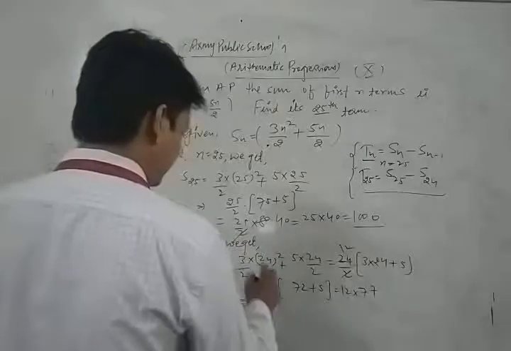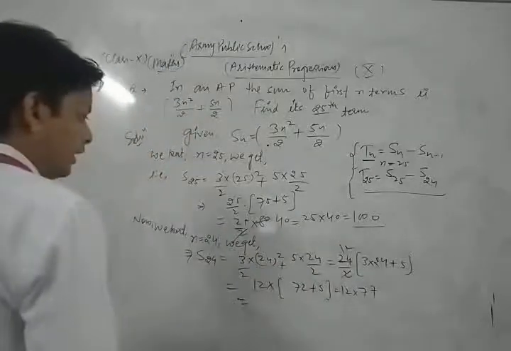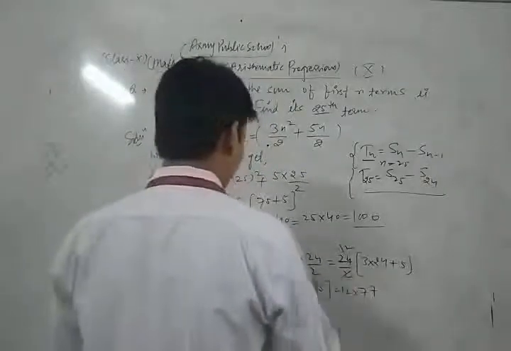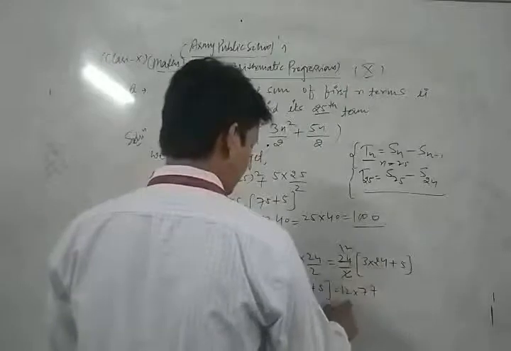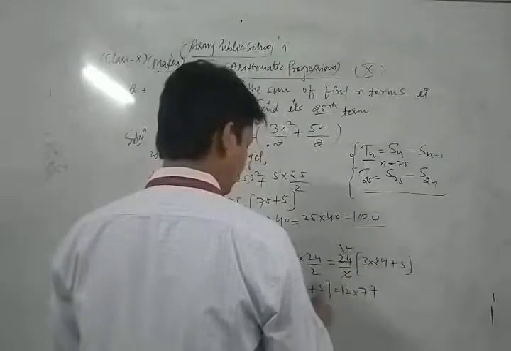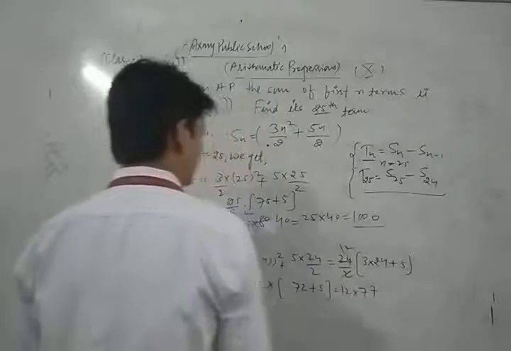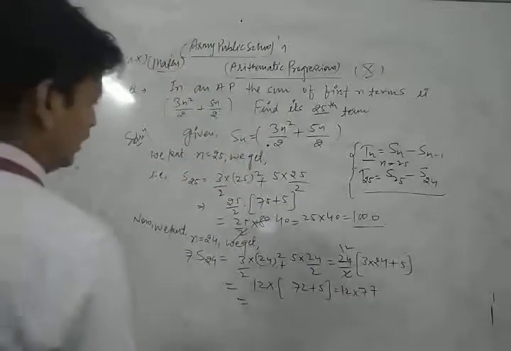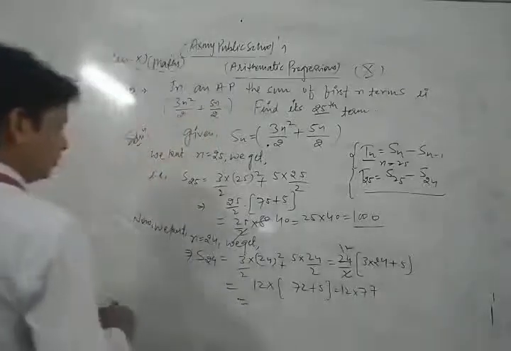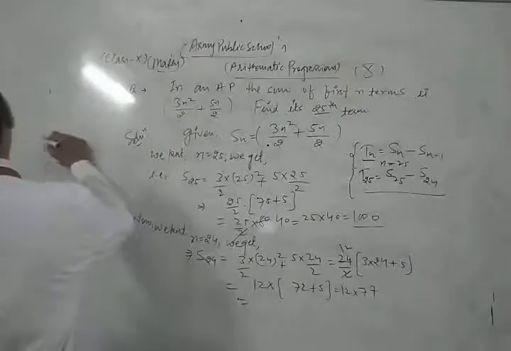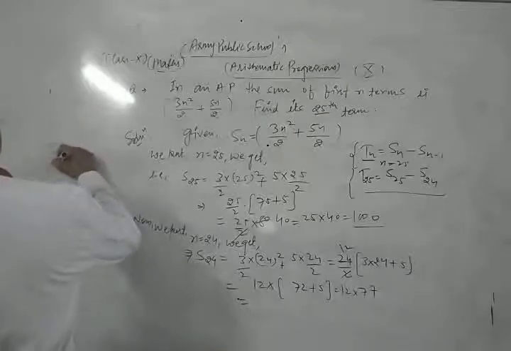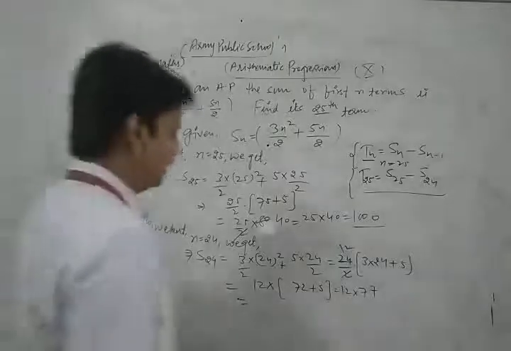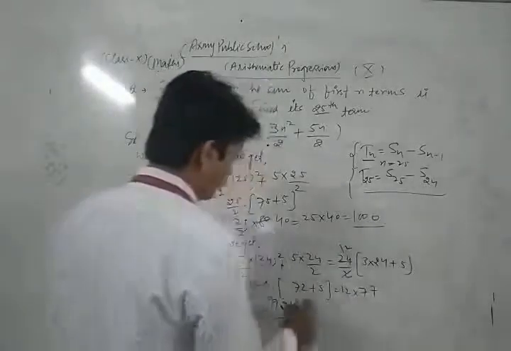Now here we take 24 by 2 as common. Then we get 3 into 24 plus 5, that is 72 plus 5, that is 77. Now we multiply that 77 into 12, and we get 924. This is 924.